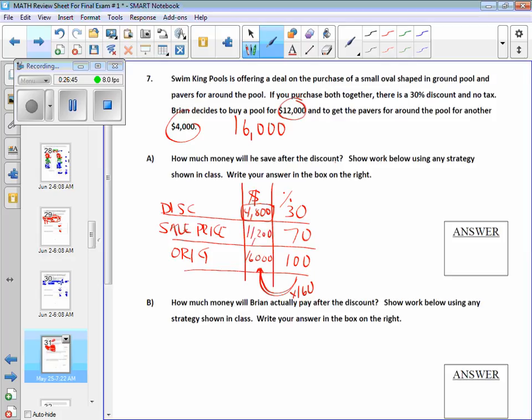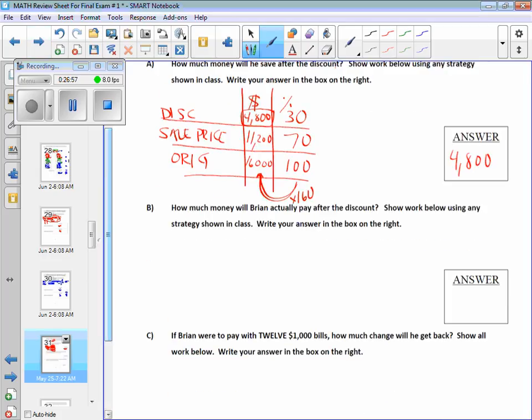Okay, if you do the matrix, you have both answers for A and B. The price that you save is 4,800. The price that you pay at the register after the discount's taken off is 11,200.